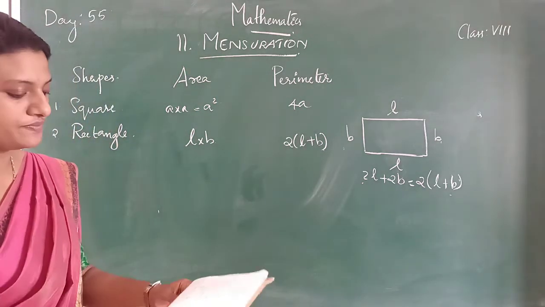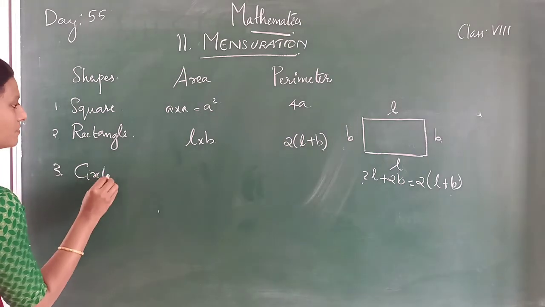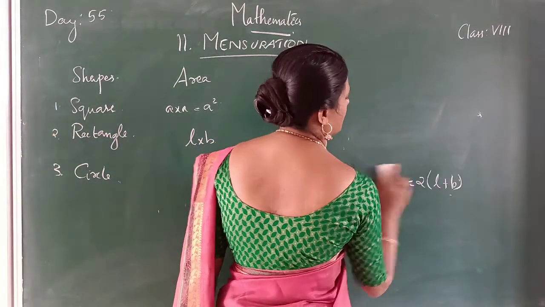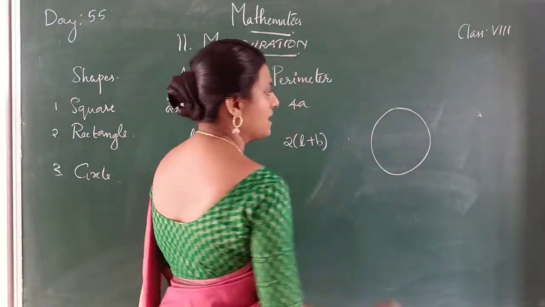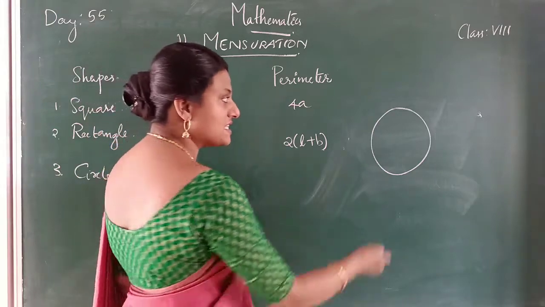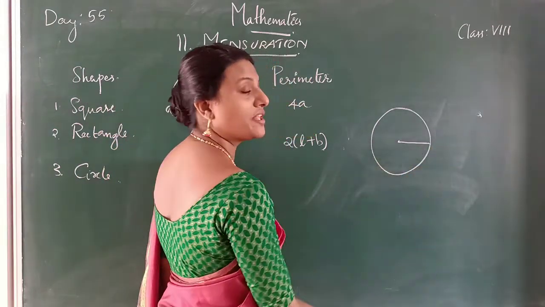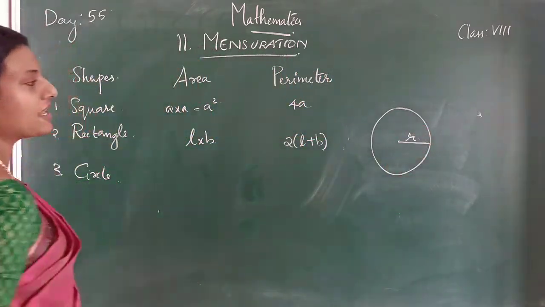Next one is the circle. What is the shape of the circle? You all know. This is the circle. This is the center of the circle, and the line from the center to the circle is the radius. So, what is the area of the circle?